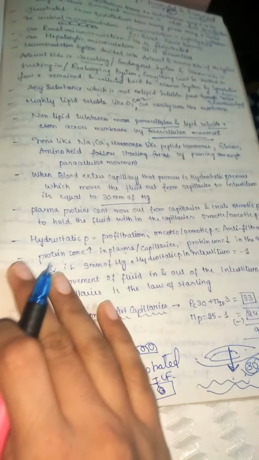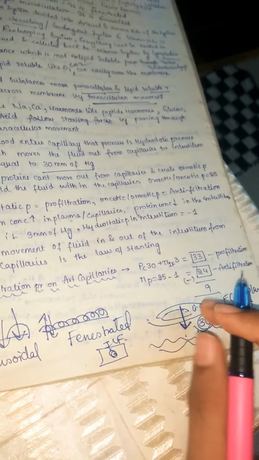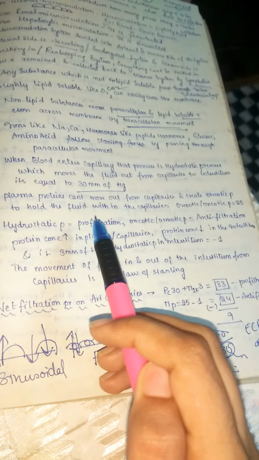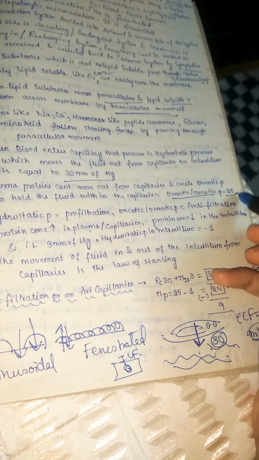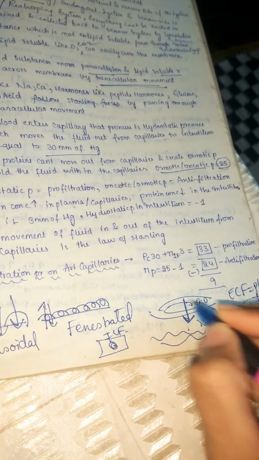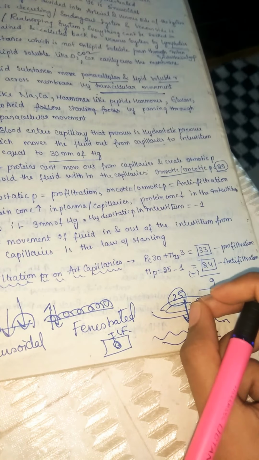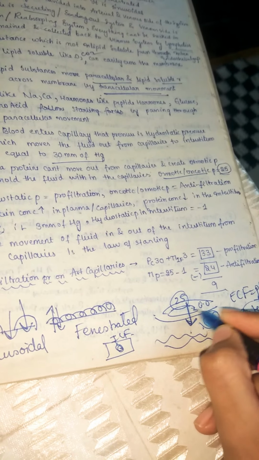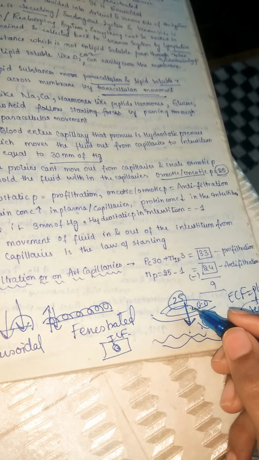So now plasma proteins can't move out from the capillaries. In plasma we also have plasma proteins, they usually can't come out, they always stay in the capillaries and create an osmotic pressure to hold the fluid within the capillaries, also called osmotic or oncotic pressure. It is about 25 millimeters of mercury. So this plasma protein inside always creates a pressure of 25 and will not allow others to go outside. It is also called plasma oncotic pressure or colloid osmotic pressure.